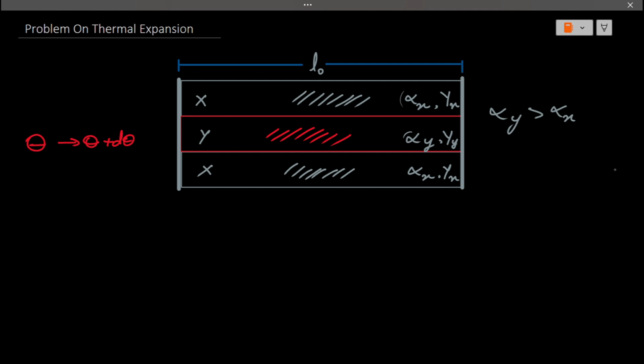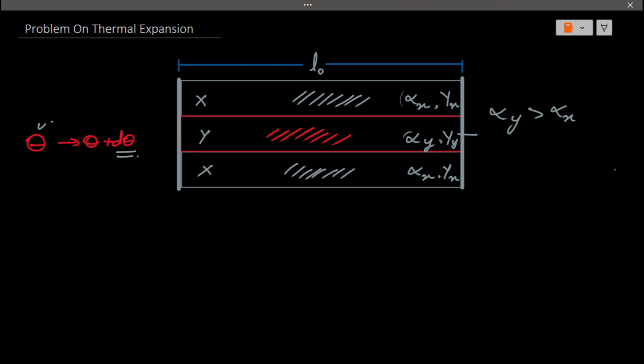Also, we are given the coefficients of thermal expansion for the rods X and Y, and we are given the Young's modulus for both of the rods as well. We have the entire system at some temperature theta being heated to a final temperature of theta plus d theta. So we have a change of d theta. We are heating the entire system by some d theta, and the coefficient of thermal expansion for the second rod, the rod Y, is greater than that of the X rod.